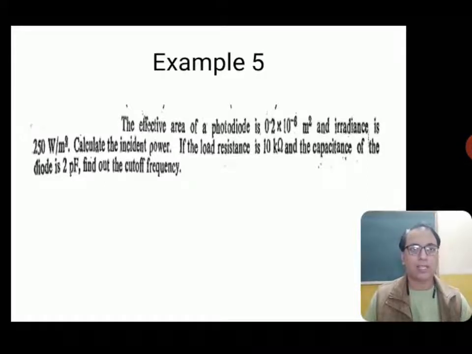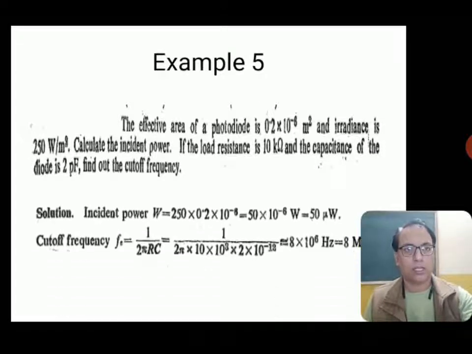The question says that the effective area of a photodiode is 0.2 into 10 to the power minus 6 meters square and the irradiance is 250 watt per meter square. Calculate the incident power. If the load resistance is 10 kilo ohm and the capacitance of the diode is 2 picofarad, find out the cutoff frequency. Okay, let us see further.